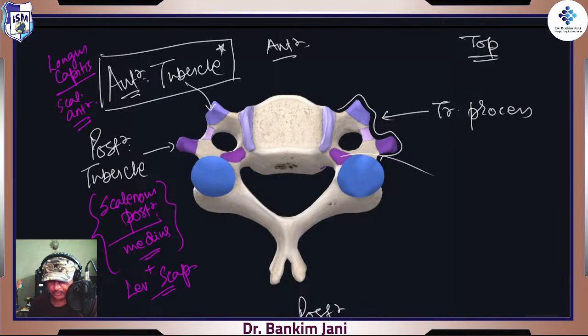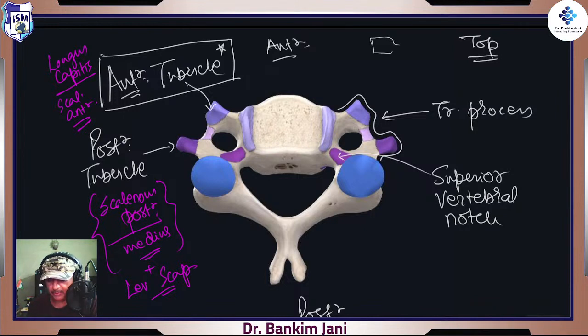Here comes this portion, this highlighted structure. This is the superior vertebral notch, right? So again, that's one vertebra, and this is another one. Here, this is the inferior vertebral notch. This one is the superior vertebral notch of another vertebra. So that leads to the formation of the intervertebral foramen, right?